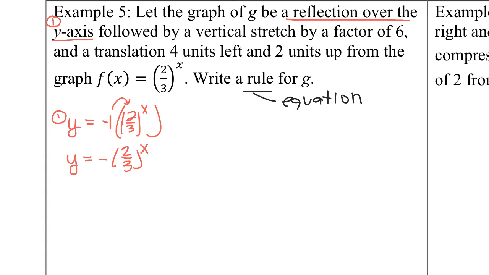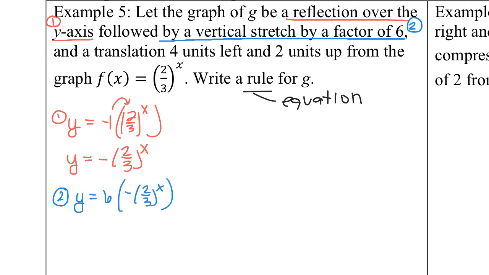Then it says followed by a vertical stretch by a factor of 6. So a vertical stretch by a factor of 6 is really an a value of 6. So now, the second thing that happened is I'm going to have an a value of 6. So 6 gets multiplied to everything that I already had from the previous step. If you multiply 6 in, you end up with negative 6 on the outside of 2/3 to the x.